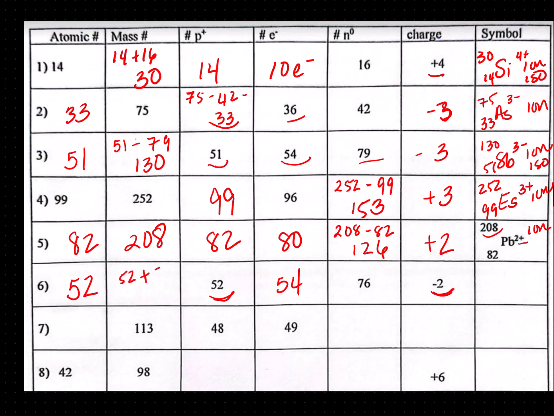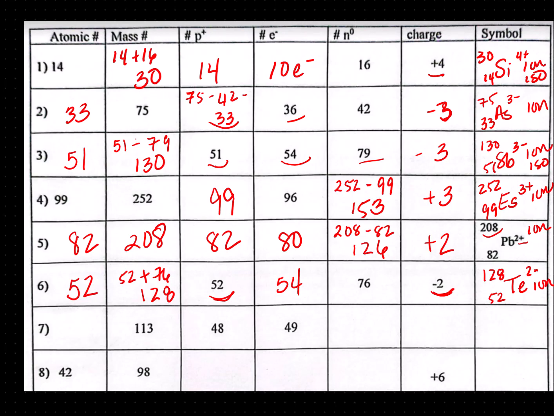This element is tellurium, Te, charge of 2 minus. It has a mass number of 128, atomic number of 52. This is an ion. It is not an isotope because it matches the mass number on the periodic table.